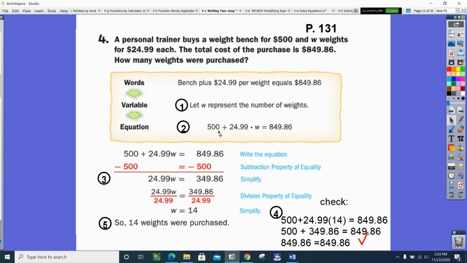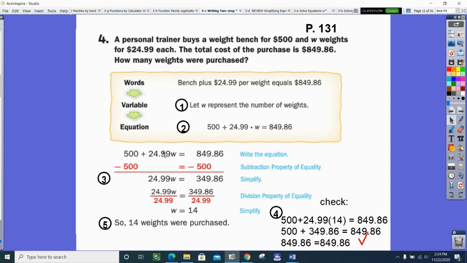So here's the cost for the weight bench. And this 24.99 times W is the cost of some number of weights. And when we add those together, we paid a total of $849.86. Bench plus weights equals the total cost.